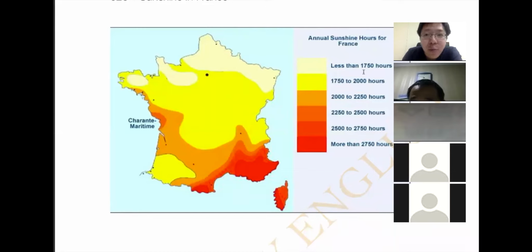Obviously the title, we want to say annual sunshine hours for France. We want to say some of these numbers, but we don't necessarily need to say all of them. In fact, there's a lot of repetition. For example, here, 2,000 to 2,250, 2,250 to 2,500. You're basically just saying the same words over and over again. When I talk about this, I say, as we can see from the image, the highest figure is 2,750 hours. This is closely followed by 2,000. In contrast, the lowest figure is 1,750.